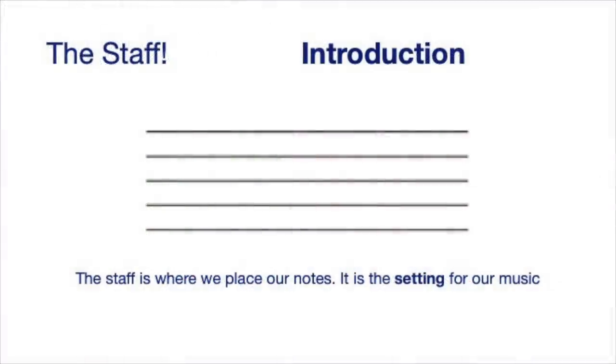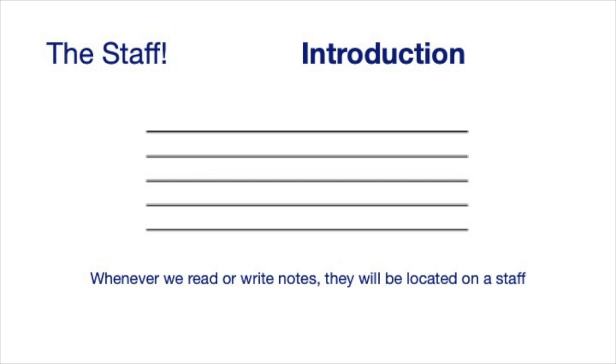So today's video is the first in a series introducing some stuff that some of you might have seen in elementary school, but for a lot of you this may be brand new. The first thing we're going to look at today is the staff. The staff is where we place all of the notes that we find in our music. It is the setting for all the music that takes place in our class. Whenever we read or write notes, if it's on a screen or on a page, if you're going to see it in band class, you're going to see it on a staff.